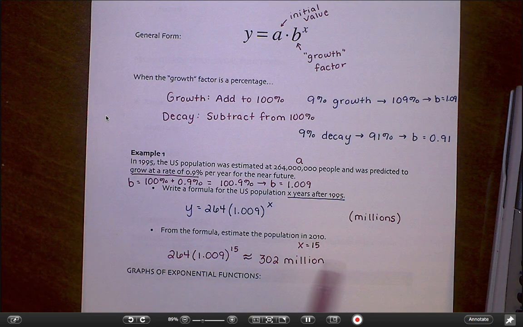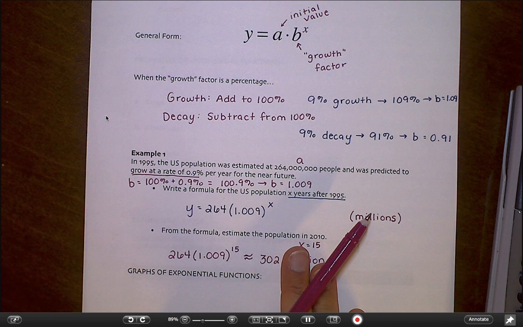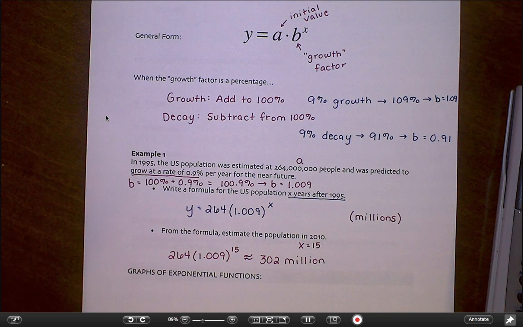Now, just be careful. If you pull a trick like this where you use the 264 instead, you do have to make sure to indicate either in numbers or in words that this is a million value, right? If you had just left your answer as 302, that would be an issue.